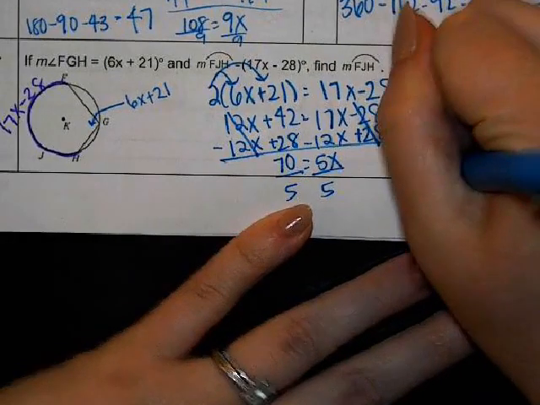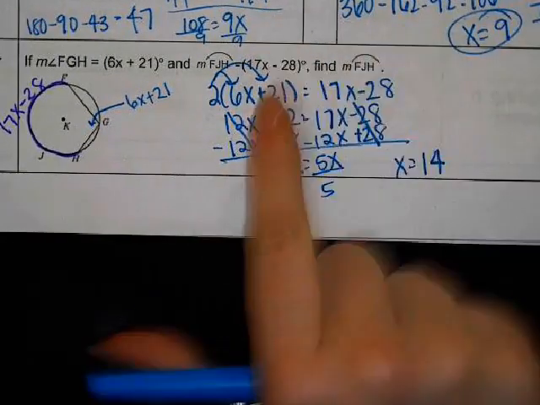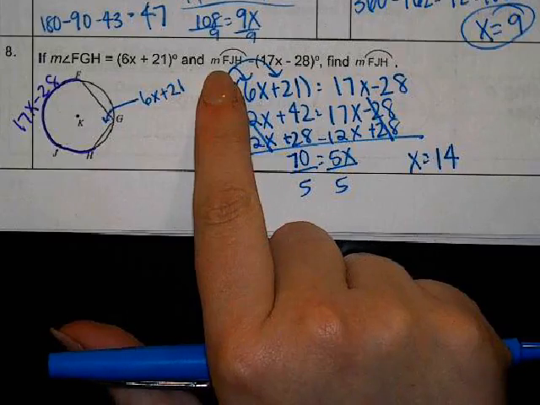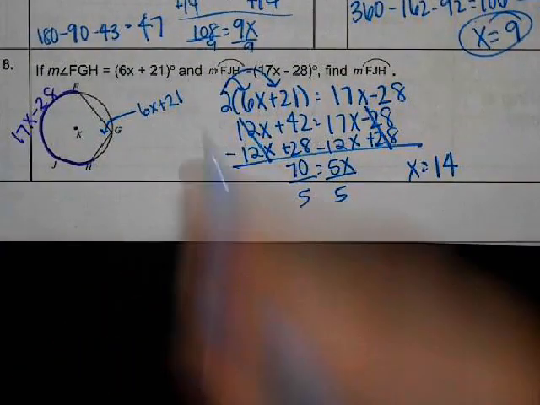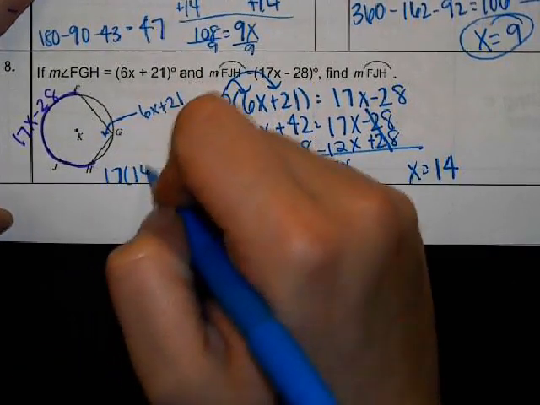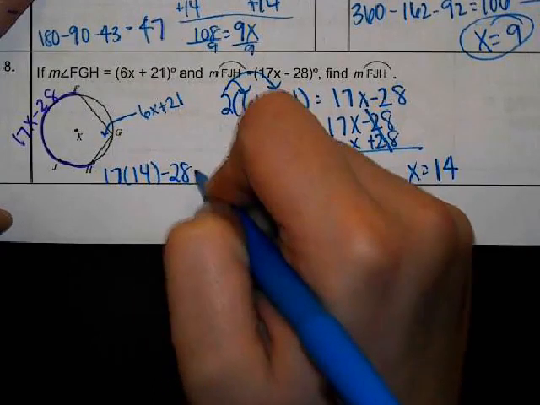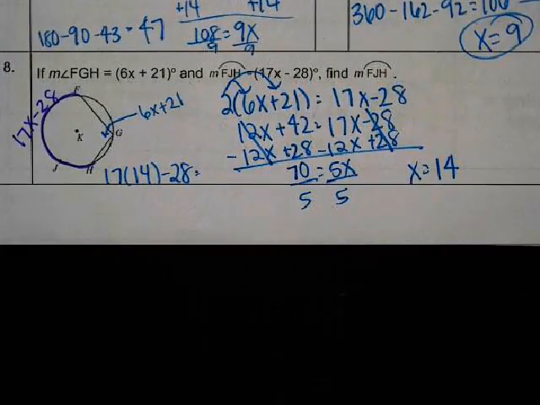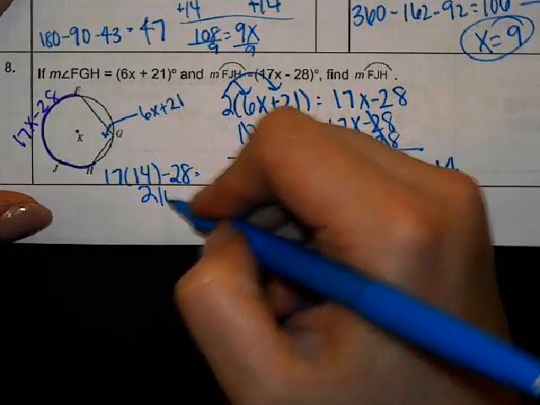Now I need to find FGH. Well, I've got FGH already. I just have to substitute that 14 in. So 17 times 14 minus 28. That gives me a value of 210 degrees.